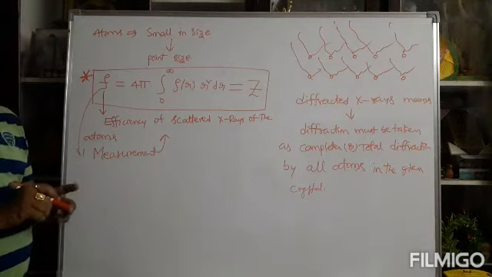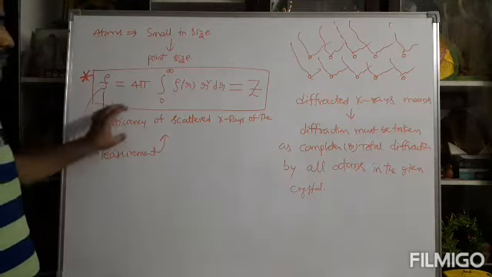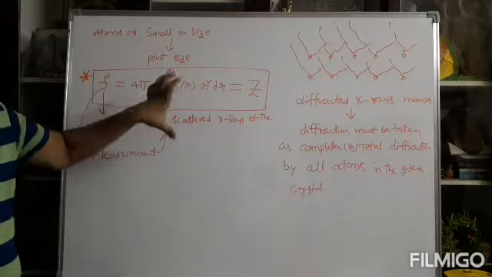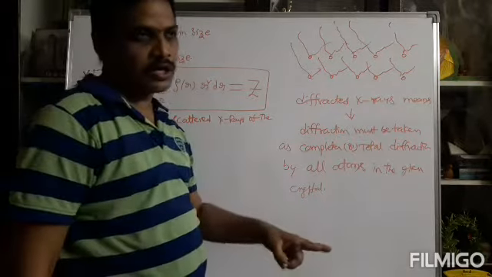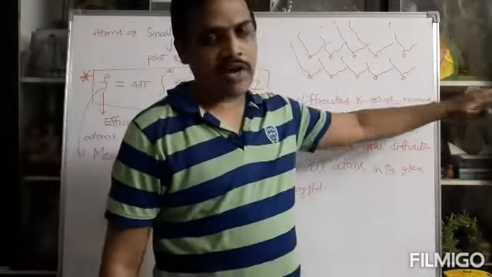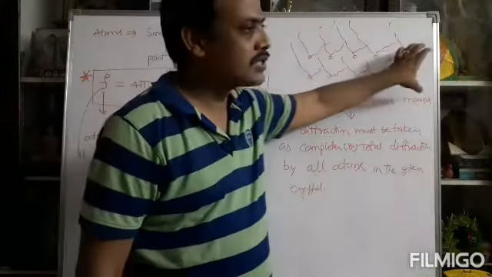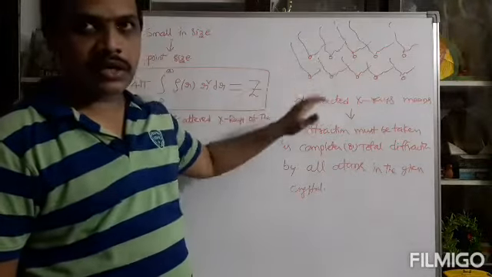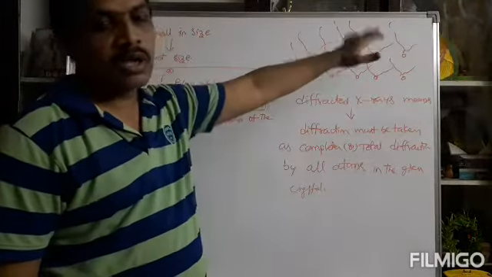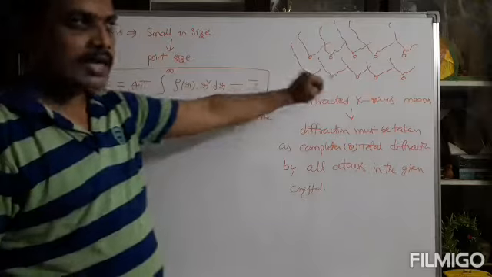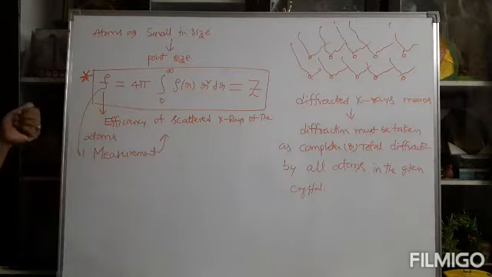According to the form factor value, you can determine the efficiency of the scattered rays. This efficiency of the scattered rays must be taken over all atoms of diffraction occurring in the crystal. So here I am taking 10 atoms. You can take the scattered rays by 10 atoms. The total diffraction can be explained by the form factor value.